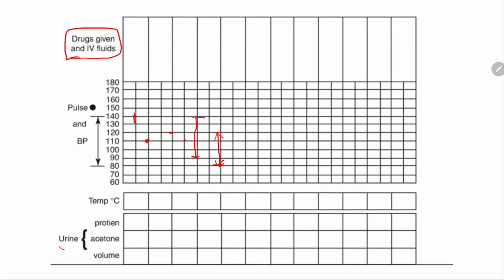And you also monitor her urine. So whether the urine is having any protein, any proteinuria, any ketone bodies, and how much urine she is putting out. Proteinuria basically is obviously indicative of eclampsia or pre-eclampsia, and therefore it's very important to track that. So this basically is just an overview of how to track the maternal condition during labor.